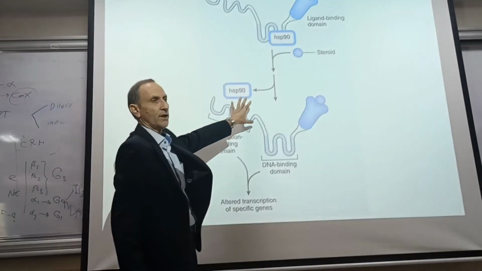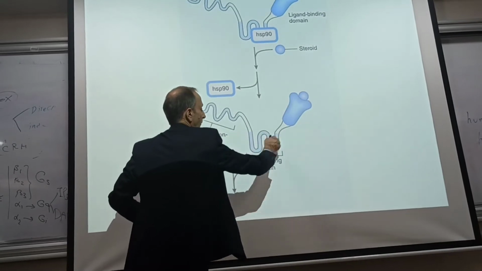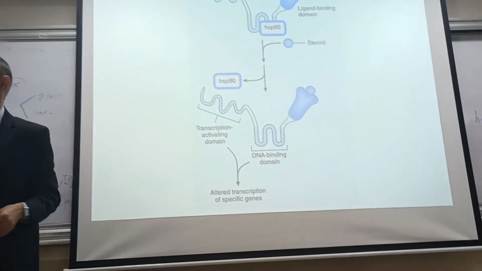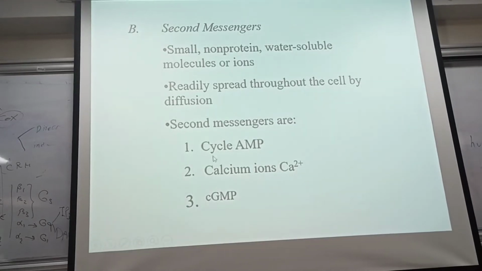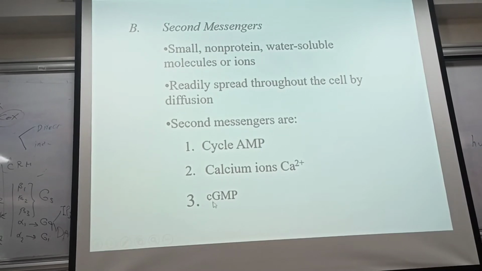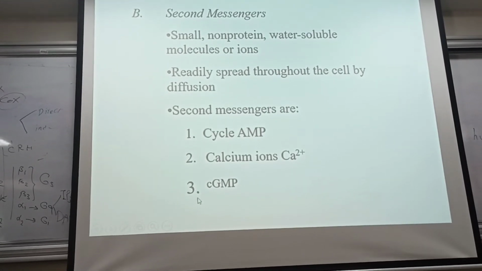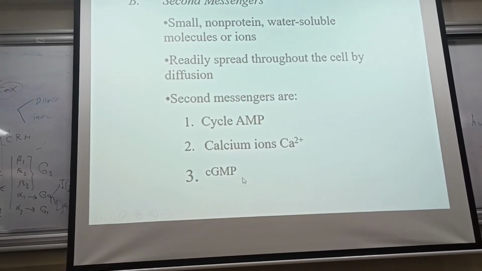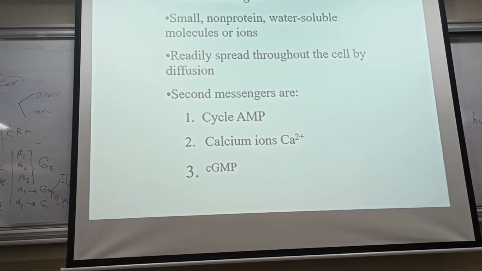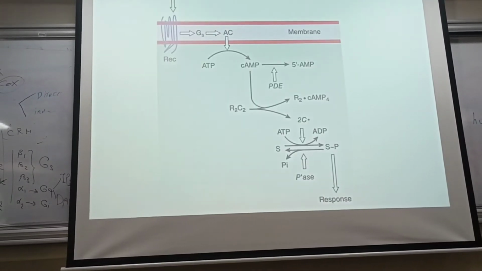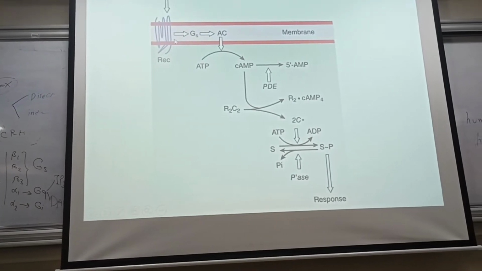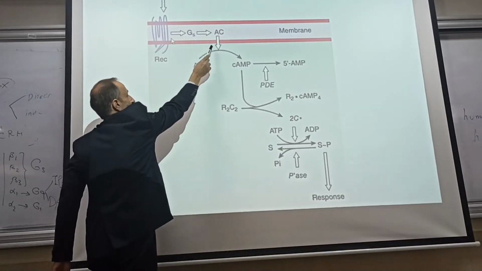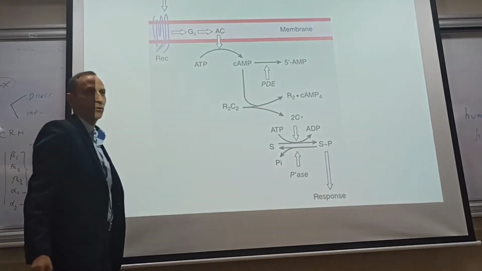This part occurs in the cytoplasm, but this complex should move to the nucleus to act. The messengers you see here, cyclic AMP, calcium, cGMP or cyclic guanosine monophosphate, and IP3, inositol triphosphate, are second messengers. And this is how agonists can activate Gs and how cAMP is produced.